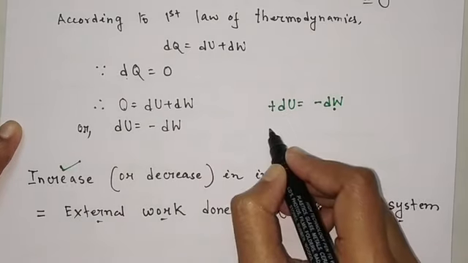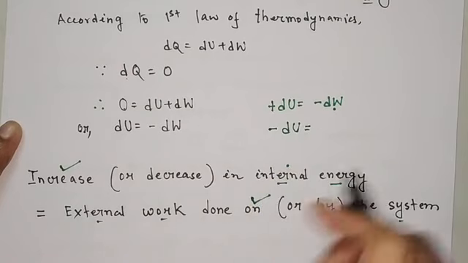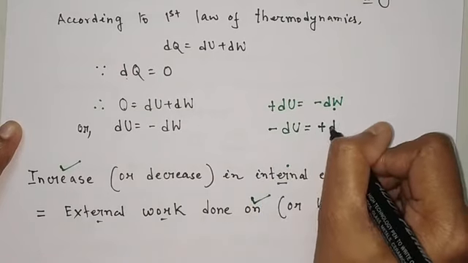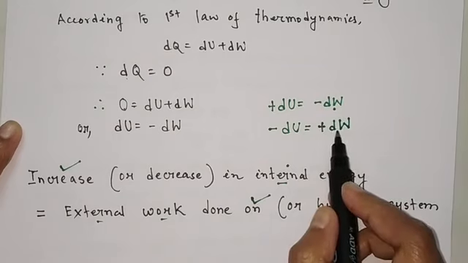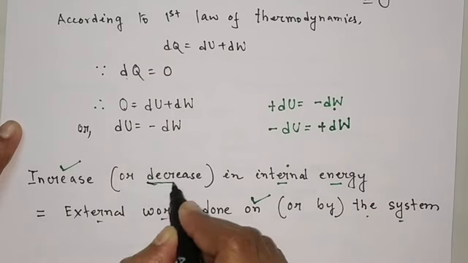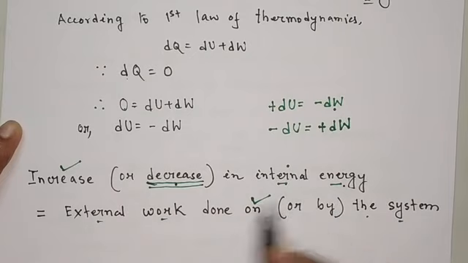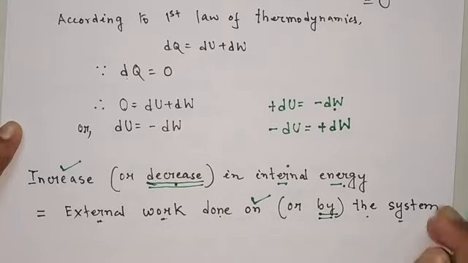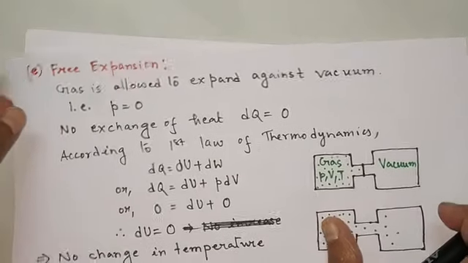Okay, and if du is negative, that is, if there is a decrease in internal energy, then the work done will be positive. That is, work has to be done by the system. So if there is a decrease in internal energy, then there will be external work done by the system. Okay, so the next process is free expansion.